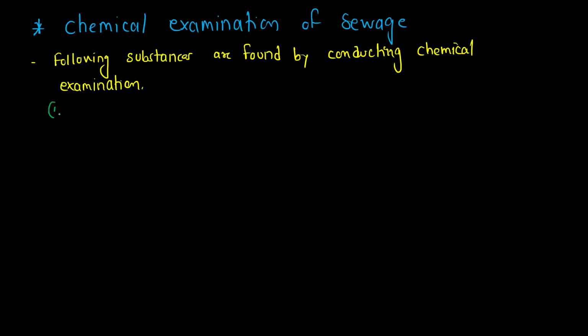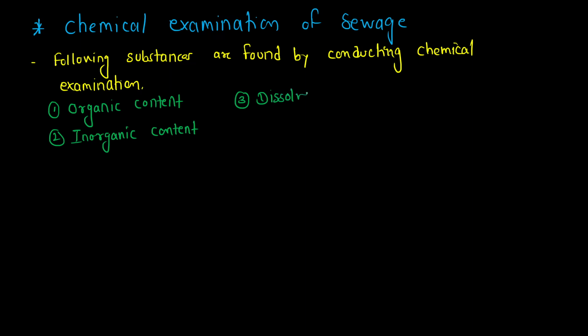The first content is called organic content. In sewage, the organic content is very high, so we have to find it out. Then the second one is inorganic content. And the third one is called dissolved gases. So we'll start with the first one, that is organic content.